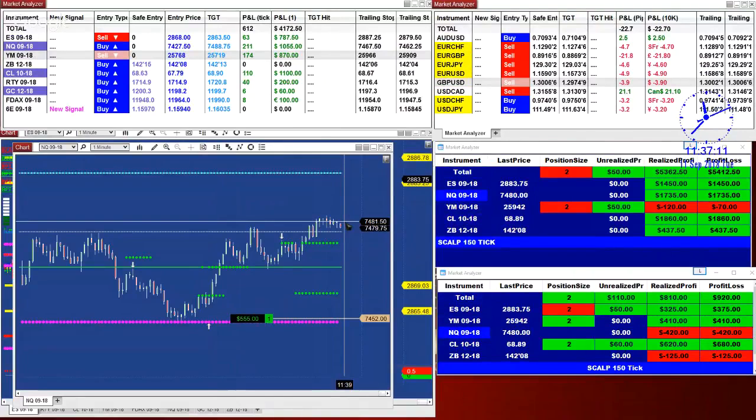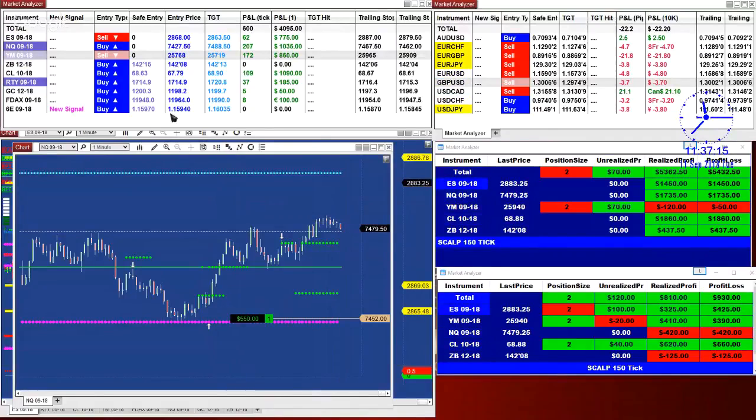We have a new signal on the 6E. If somebody is trading the 6E, we have a new signal, and the entry is buy 0.5940, target 0.6030. So we should have this one here also on the euro dollar.